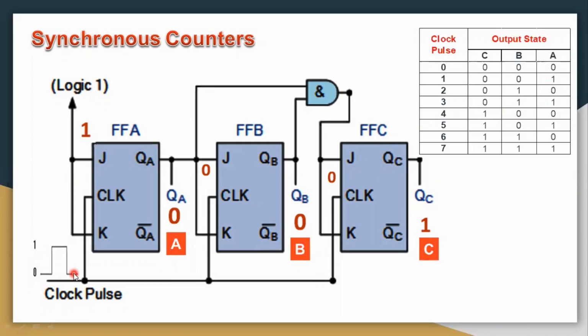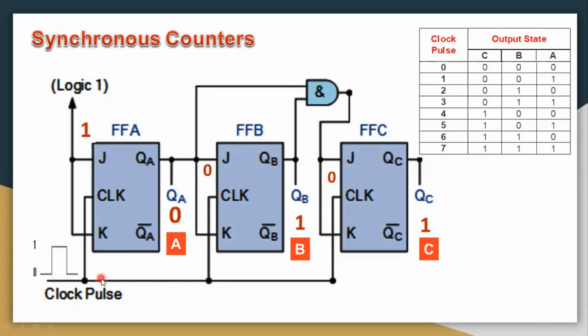And I am giving the next clock pulse. Here 1, it changes to 1. Here 0, no change. Here also 0, no change. So when I am giving the fifth clock pulse, the output is 1, 0, 1. When I am giving the sixth clock pulse, it changes to 0. Here 1, therefore it changes to 1. Here 0, no change. Therefore, after the sixth clock pulse, the output is 1, 1, 0.